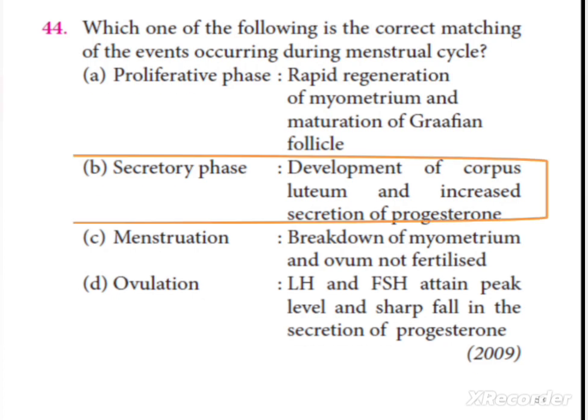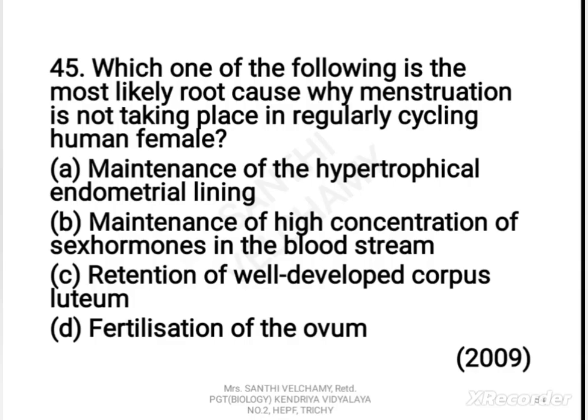Secretory phase, development of corpus luteum and increased secretion of progesterone. Next one. Which one of the following is the most likely root cause why menstruation is not taking place in a regularly cycling human female? A. Maintenance of the hypertrophied endometrial lining. B. Maintenance of high concentration of sex hormones in the bloodstream. C. Retention of well-developed corpus luteum. D. Fertilization of ovum. The correct answer is B. Maintenance of high concentration of sex hormones in the bloodstream.